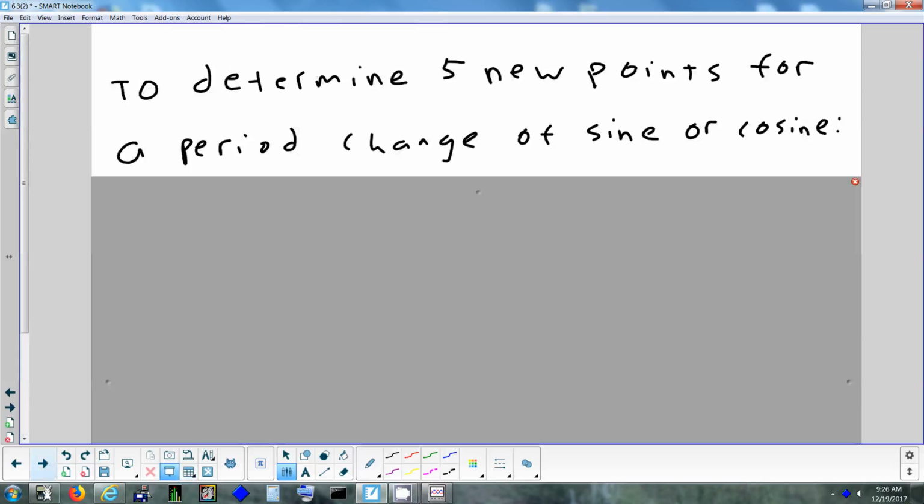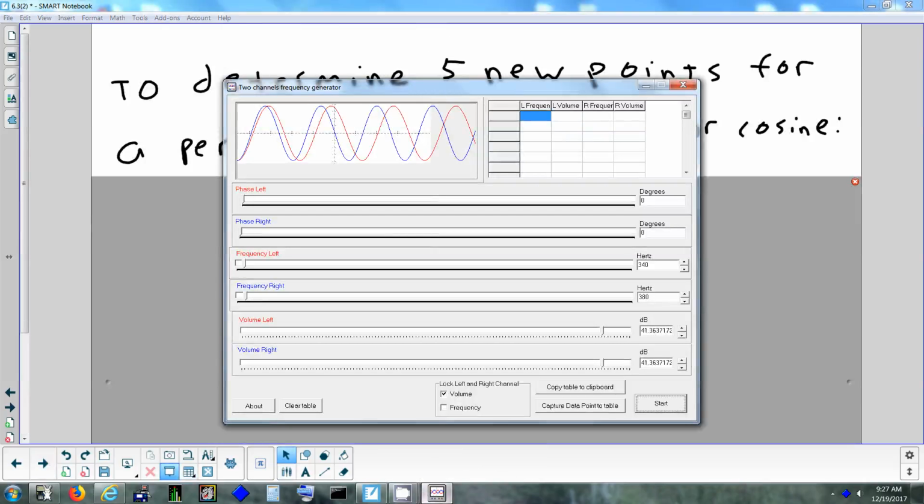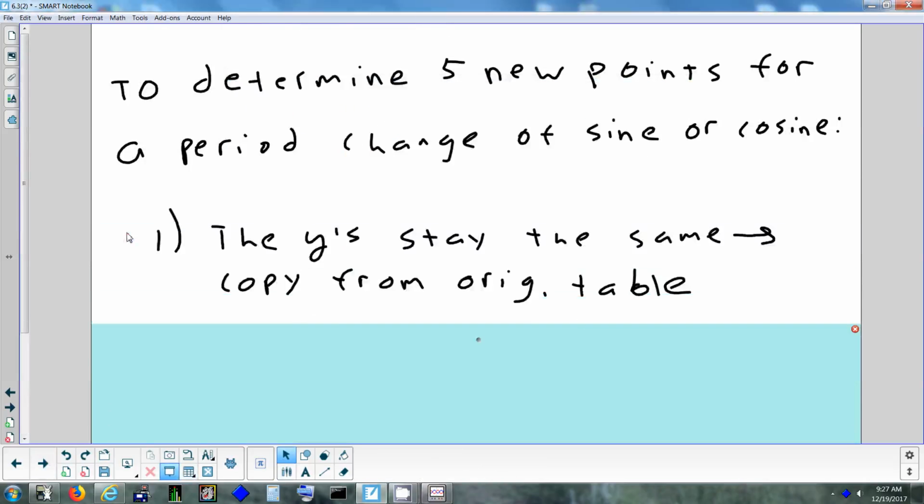All right, so to figure out where the 5 points are going to go for a period change, well, we're stretching and compressing along which axis? Which axis are we changing? We're changing the y's? We're changing the x's, right? Because if we stretch or compress the frequency, which is what we were just doing, it's stretching and compressing horizontally. So that means the y's are going to stay the same, which unfortunately the y values are the easy ones. So this time we have to work with the x column.